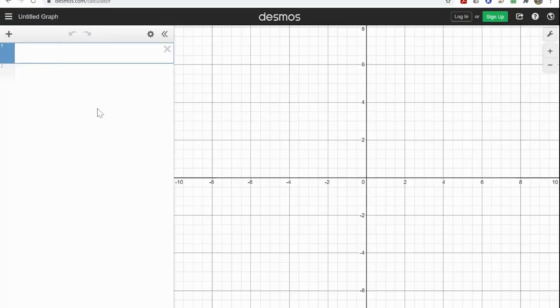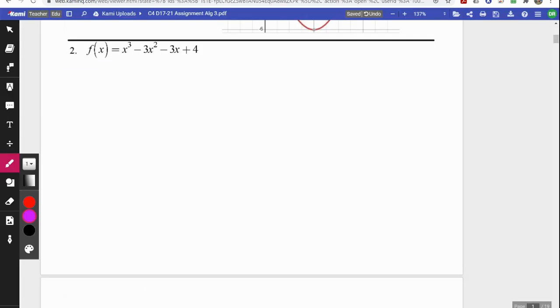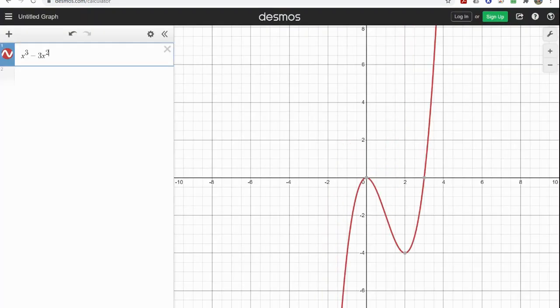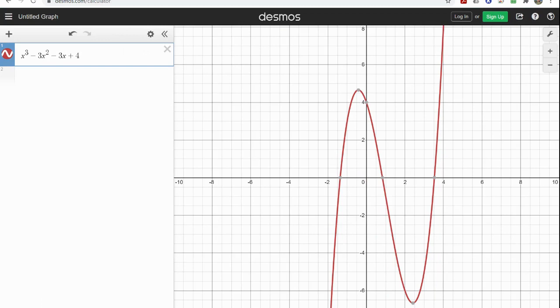You could type f of x if you'd like, or y equals if you'd like, but Desmos makes it not necessary. That's x cubed minus 3x squared minus 3x. All right, so we see the graph of this function, and it crosses the x-axis. It looks like 3 times. You can click on which points they are.